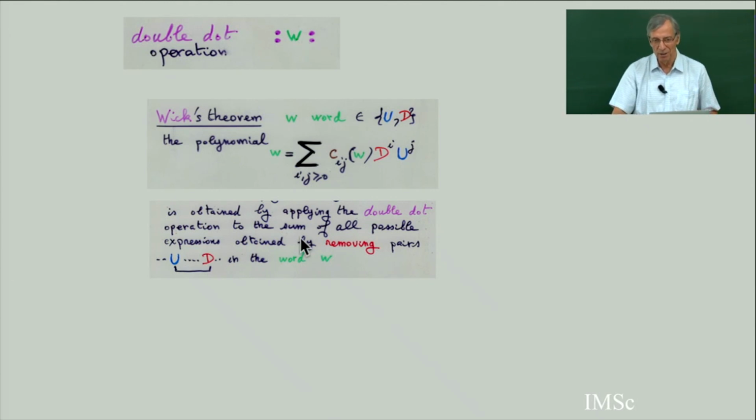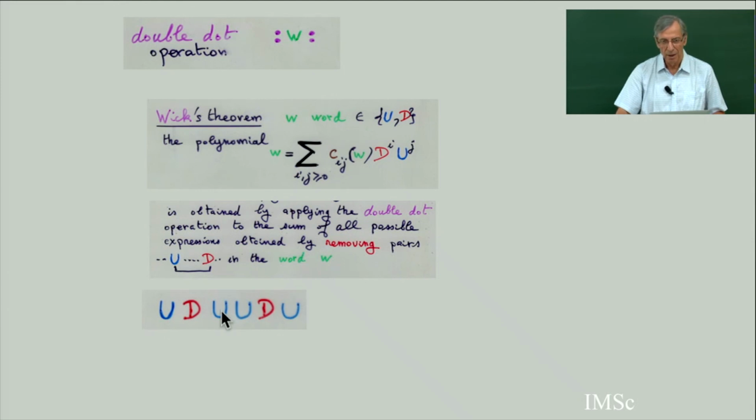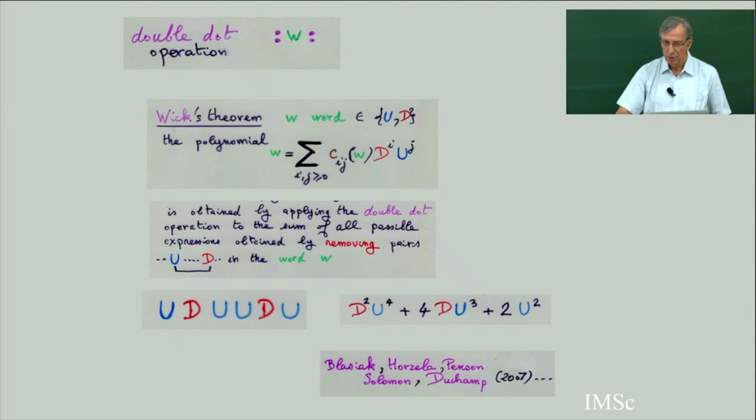So take a word in d and u, like this one, and then take all possible pairings. Maybe you take no pairing. If you take the double dot, this gives you d squared u to the 4. Take one pairing, and this will give you ud, for example. So you take a certain number of pairings of u and d, you delete them, and then apply the double dot operation. If you take the sum of all this, you will get this unique polynomial. This was also the subject of papers by my friend Duchamp and other physicists about this: Wick theorem, partitions, rook placements, everything. It shows the Bell numbers, the number of partitions, appearing.